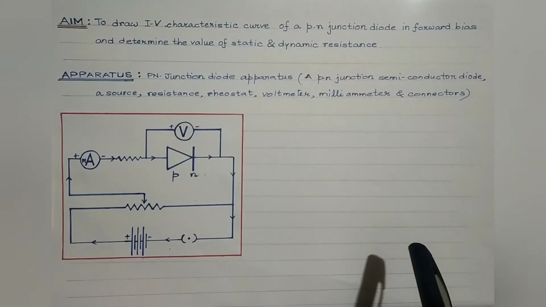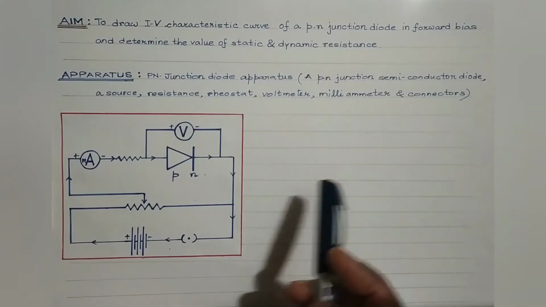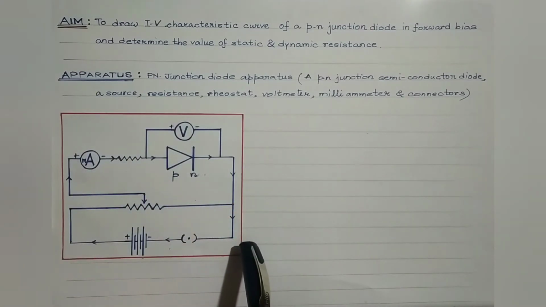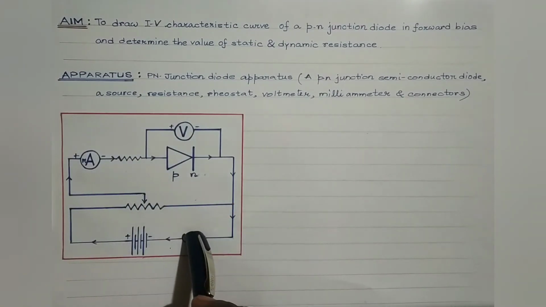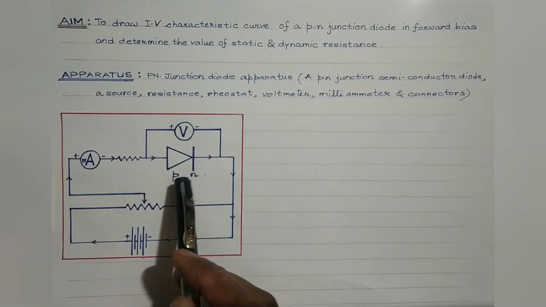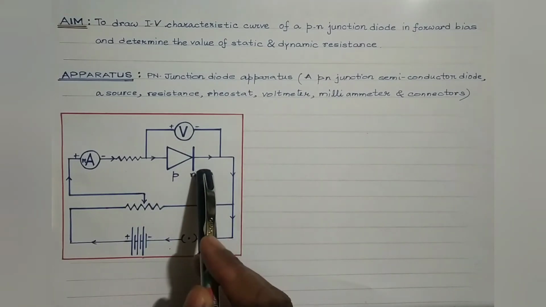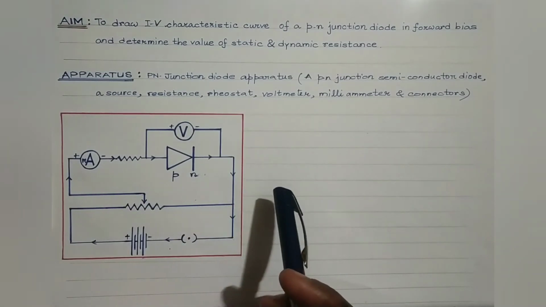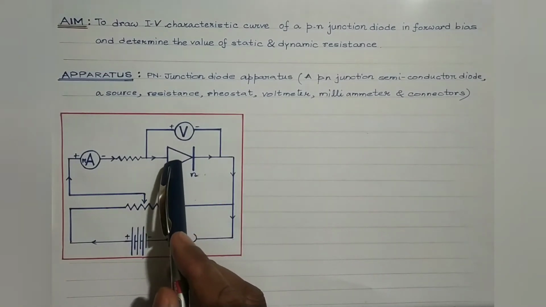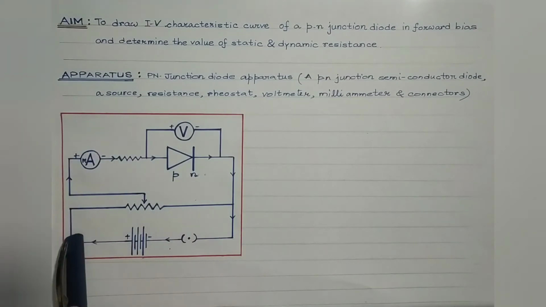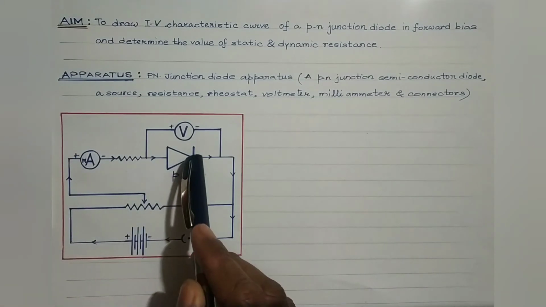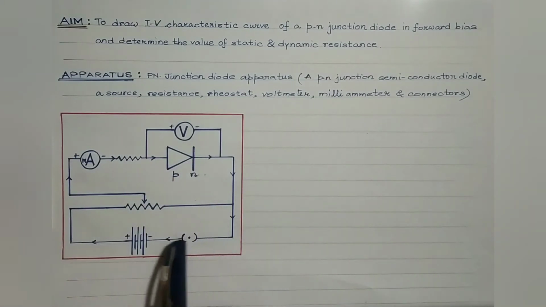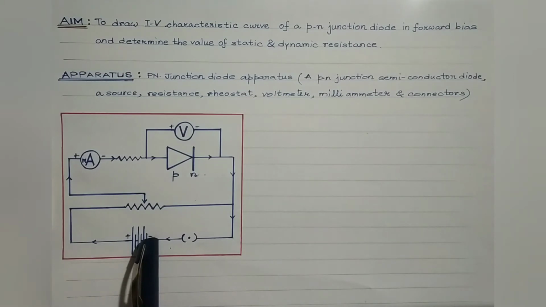Now after the brief description of the apparatus, let us concentrate on the circuit diagram. This is the circuit diagram for the characteristic curve of a junction diode in the forward biasing. Now students, forward biasing we are aware is when the P section of the junction diode is connected to the higher potential and the N section of the diode is connected to the lower potential of the source, right?